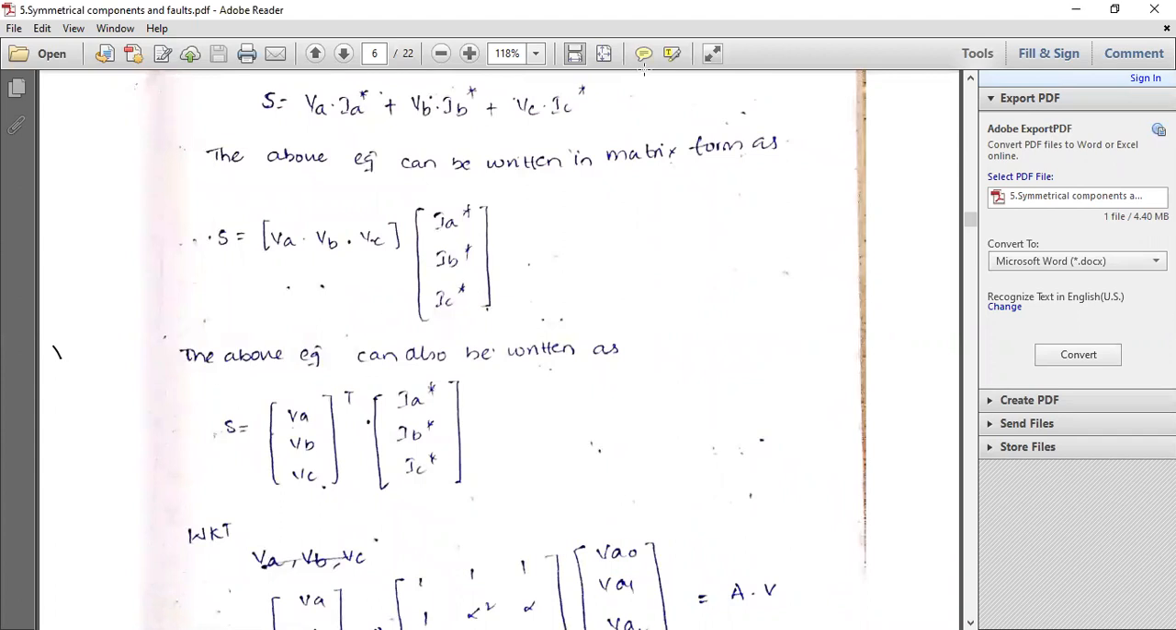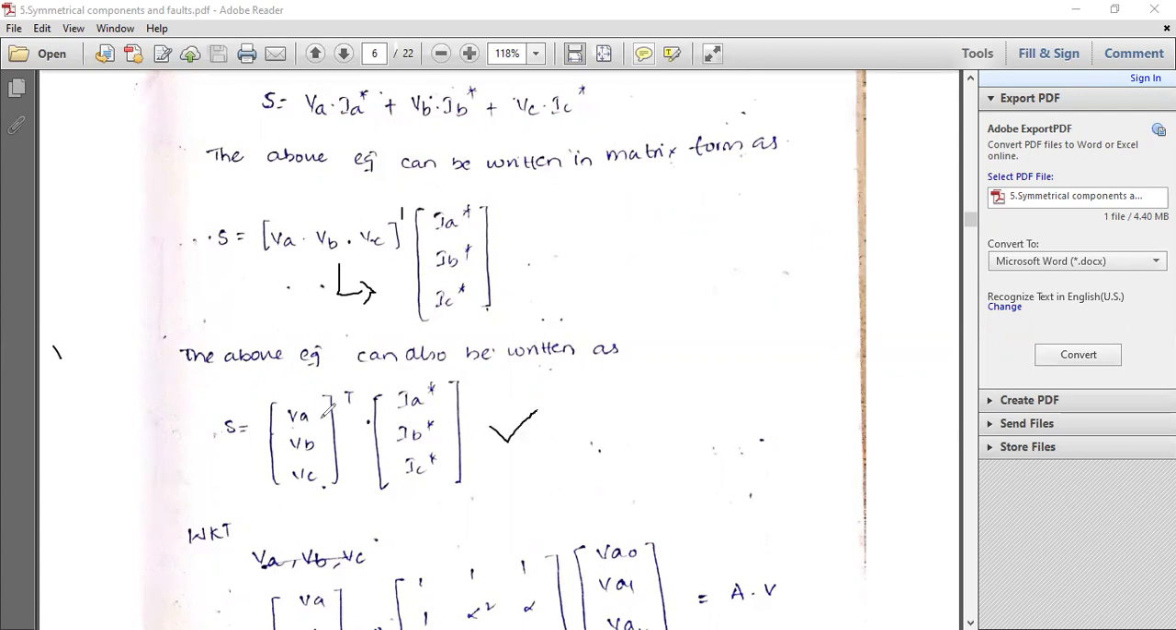Now this row can be converted into a column by considering a transpose. If you consider the transpose of this matrix of size 1 by 3, you will get the resultant matrix of size 3 by 1. So VA, VB, this is a resultant vector. So the above equation can also be written with the transpose. If we apply transpose, rows become columns and columns become rows.